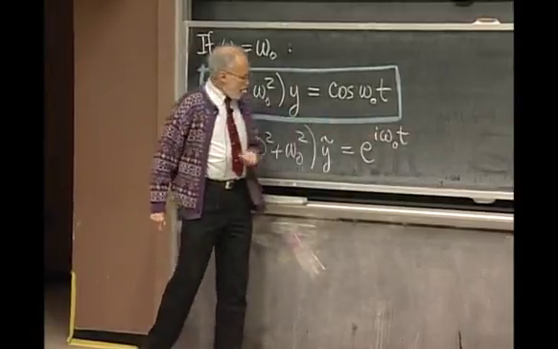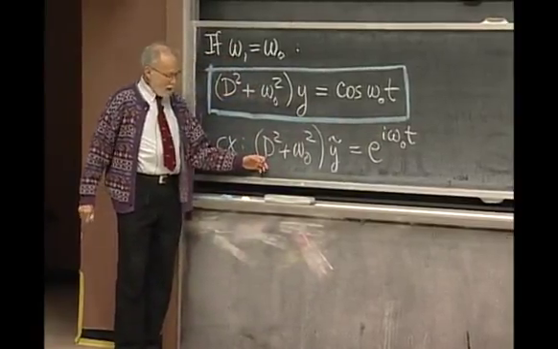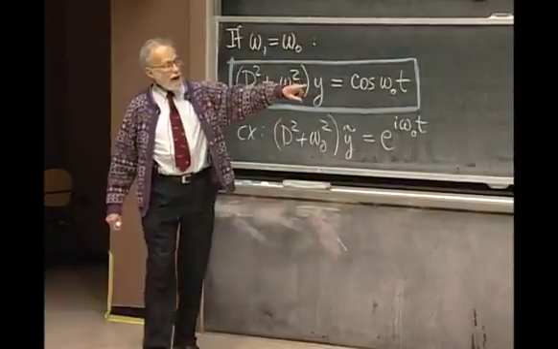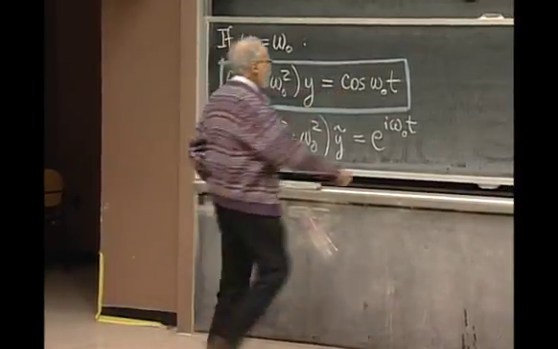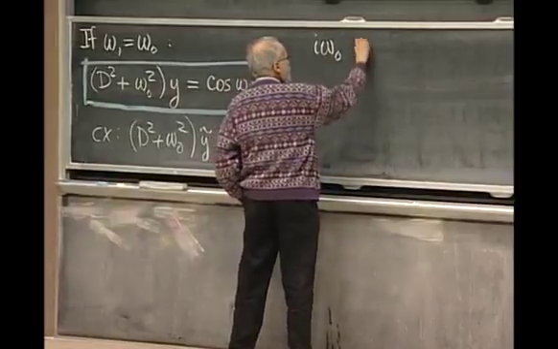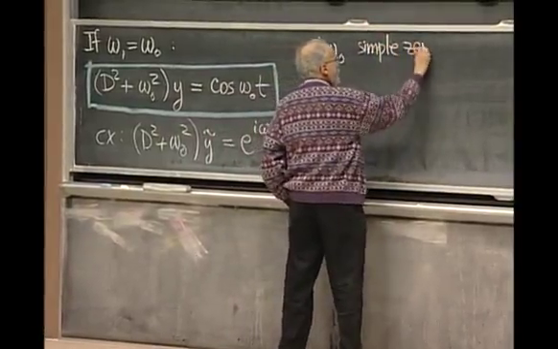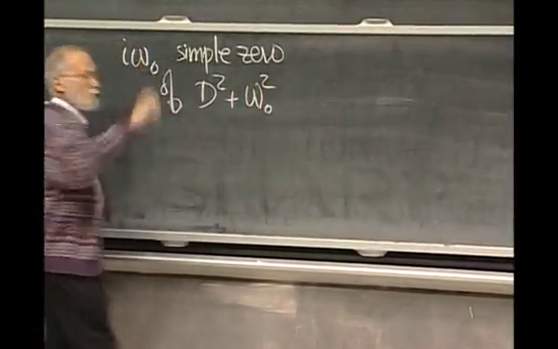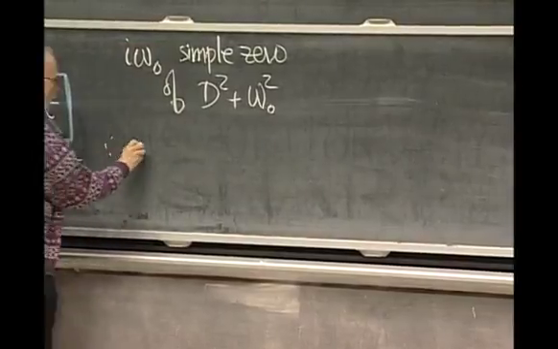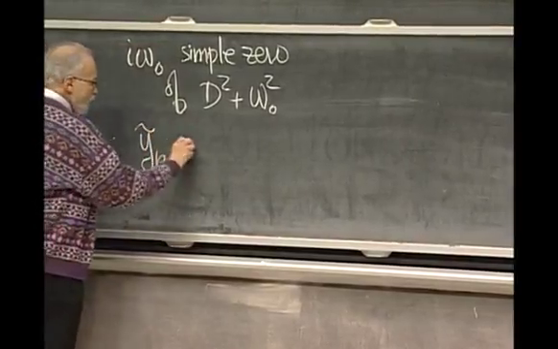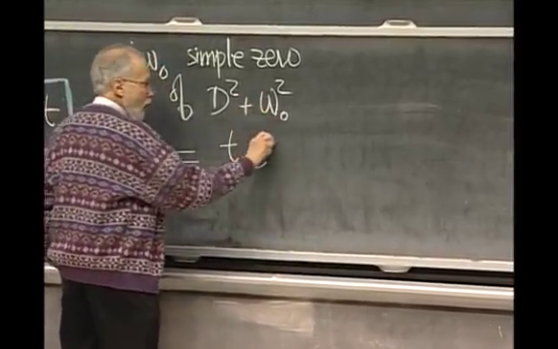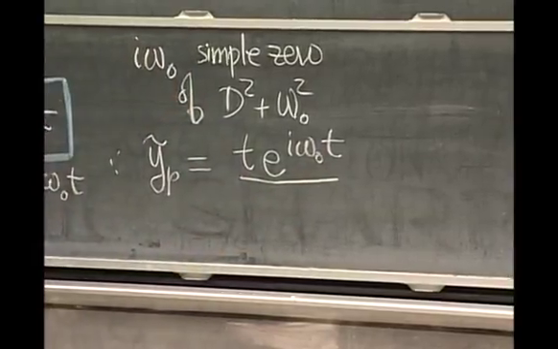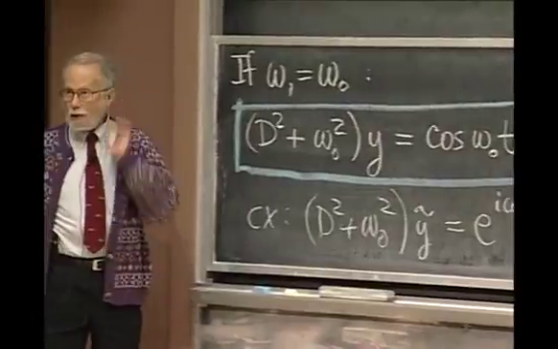If I plug in i omega naught, I get (i omega naught) squared plus omega naught squared. That's 0. So I'm in the second case, because i omega naught is a simple root, a simple zero, of the polynomial D squared plus omega naught squared. Therefore, the complex particular solution is now t e to the i omega naught t divided by p prime, where you plug in that root, i omega naught.